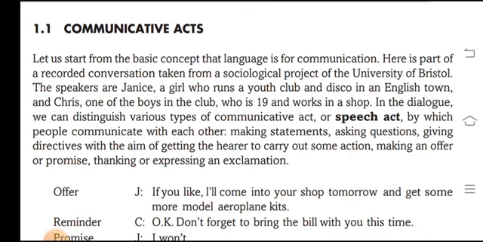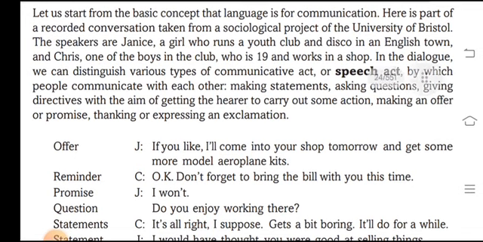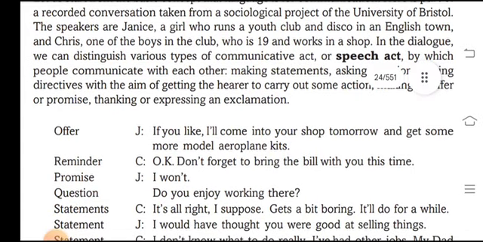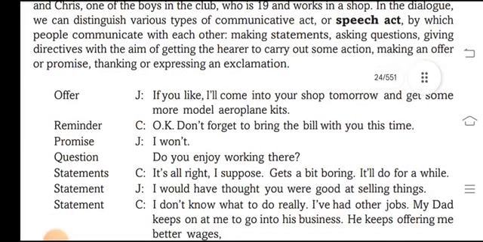Let us start from the basic concept that language is for communication. Here is part of a recorded conversation taken from a sociological project of the University of Bristol. The speakers are Janik, the girl who runs the youth club and disco in an English town, and Jerry, one of the boys in the club, who is 19 and works in a shop. In the dialogue we can discuss various types of communication act or speech act.